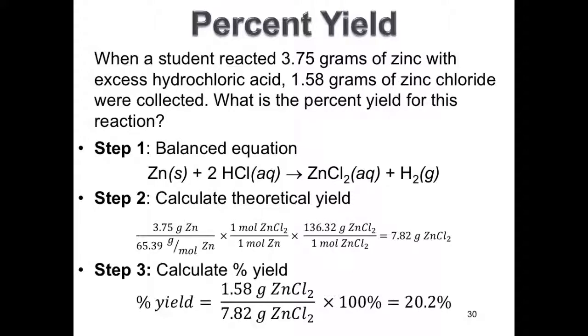The percent yield then is 1.58 grams, how much you actually got, divided by 7.82 grams of zinc chloride, which you should have gotten, multiplied by 100, which is 20.2%.